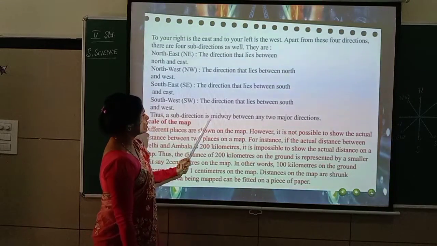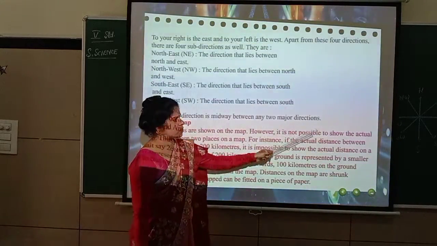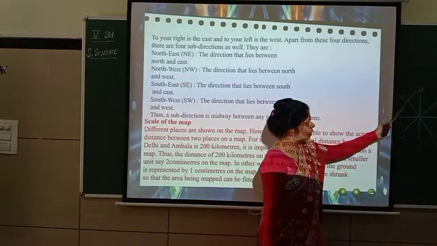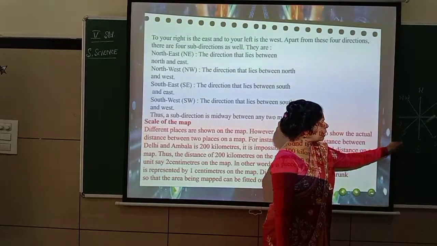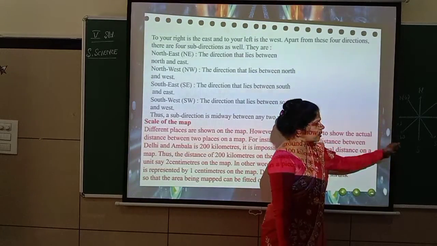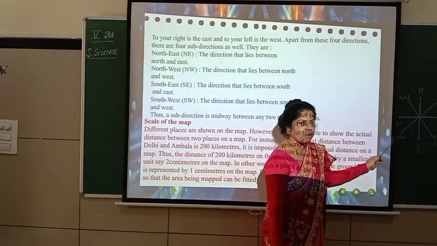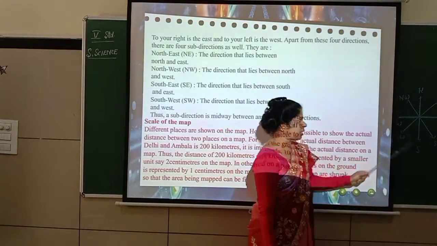Thus, a sub-direction is midway between any two major directions. So, major directions are north, south, east and west. These are the sub-directions between north and east, northeast. You understood now? Like this, totally how many directions have we got now? It has come to 8 directions.